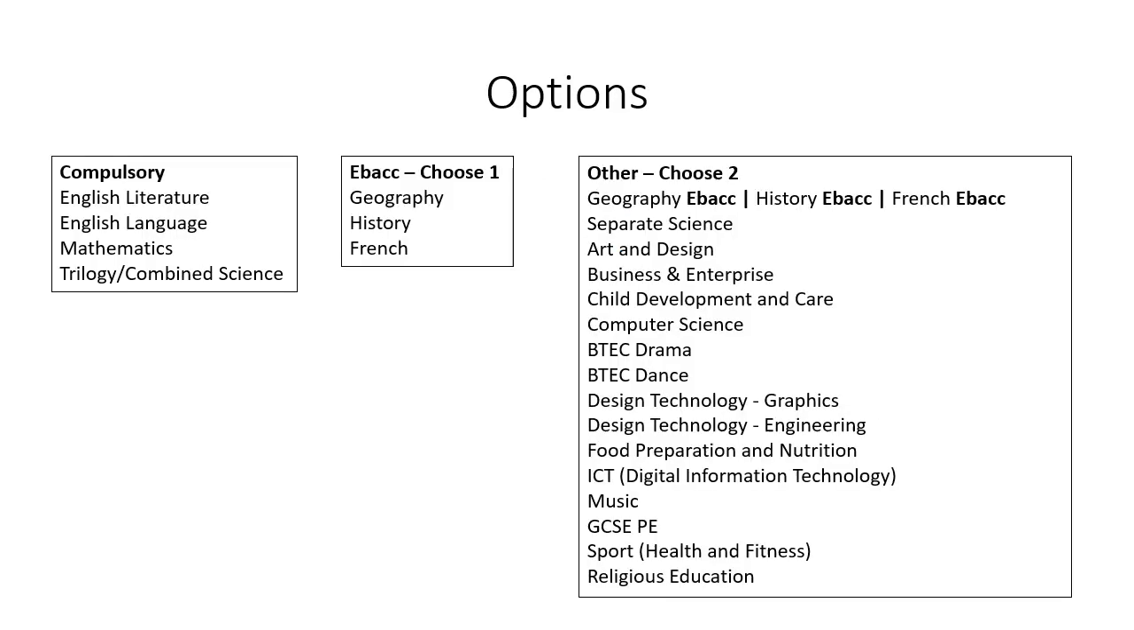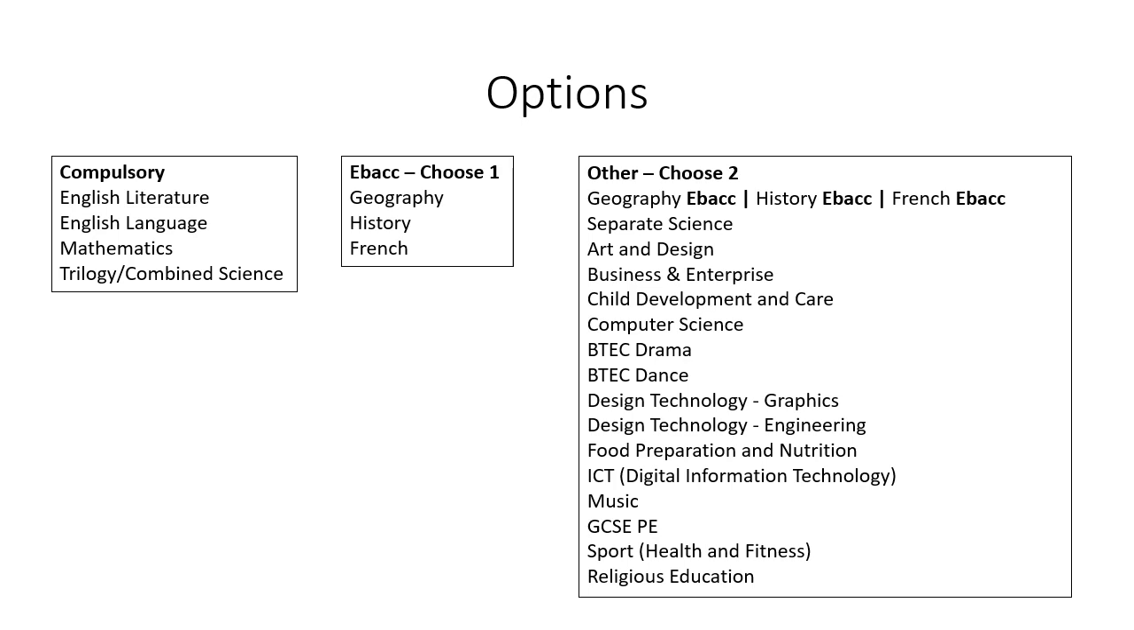When choosing your options, all children will have to complete all subjects in the compulsory box. This is English literature, English language, maths and trilogy/combined science. Trilogy and combined science are actually the same award and are worth 2 GCSEs. Each child will have to then choose a further subject from the EBacc column, either geography, history or French, and then each child will select 2 choices from the other column.